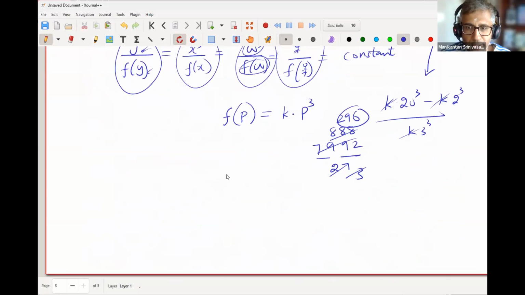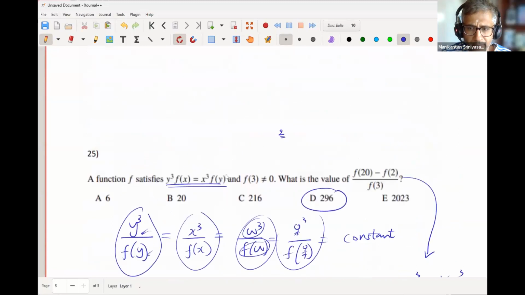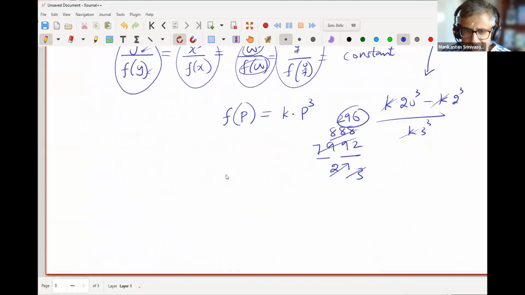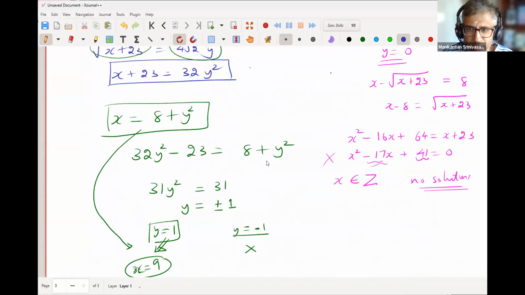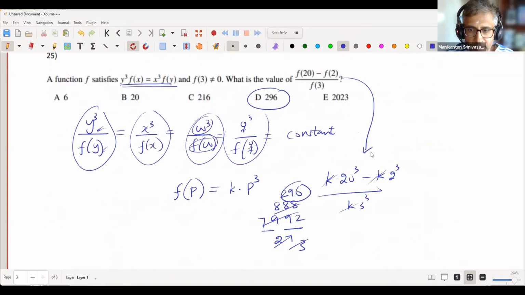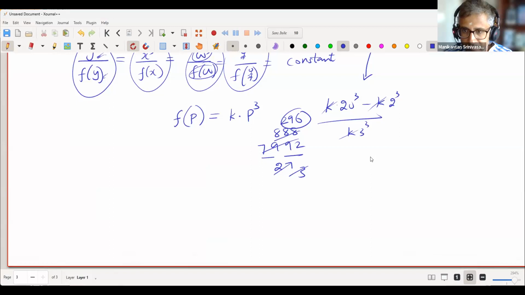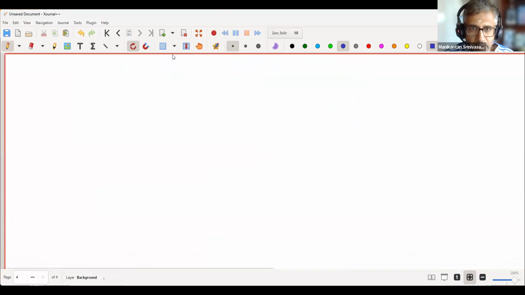Okay, so that is question 25. We have to do one more, right? 24. I'm just thinking. Okay, I'll just get you started on 24. I won't finish it off for you. It's a little longer question. Are you able to see the screen, right? Still, okay. 24.